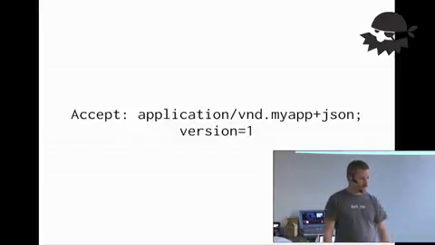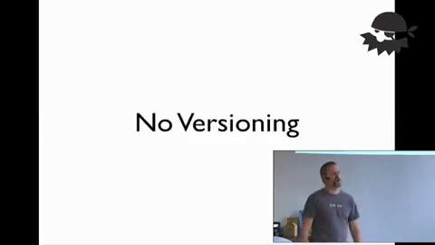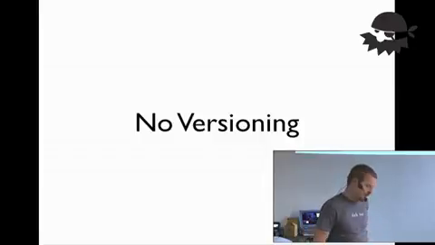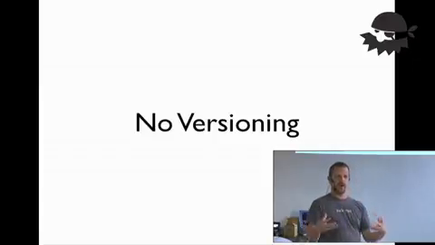I'm going to propose to you a third way, the way that I think it should be done, and the way that I do it in one of the products that I work on, and that is no versioning, all right? So here's why I suggest that you should be doing no versioning. You have this resource, okay, and there's some assumptions here. This resource is going to change over time, all right?